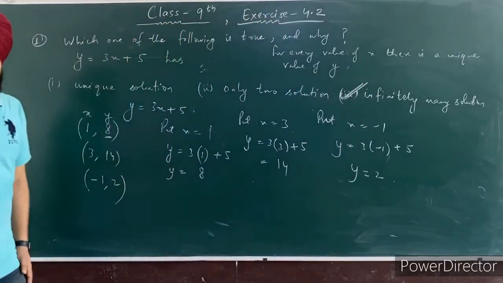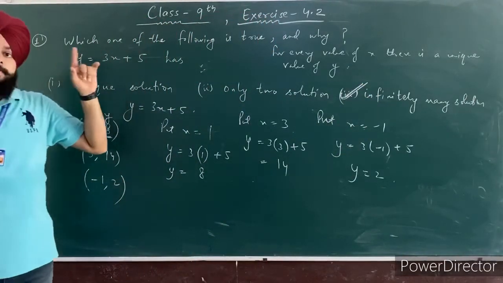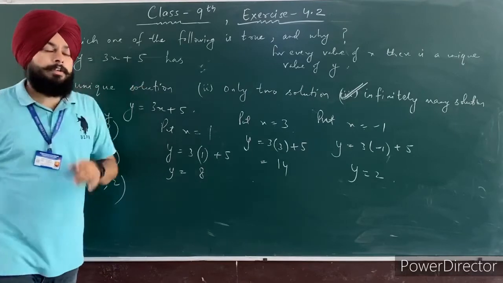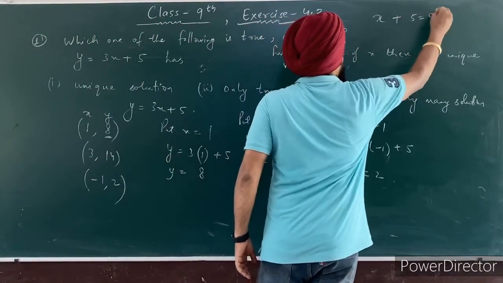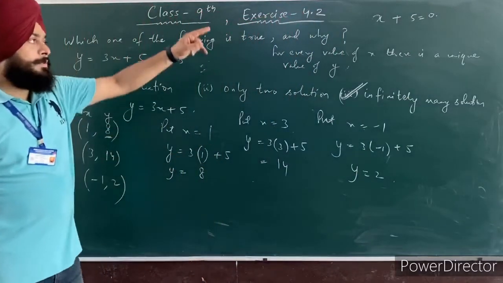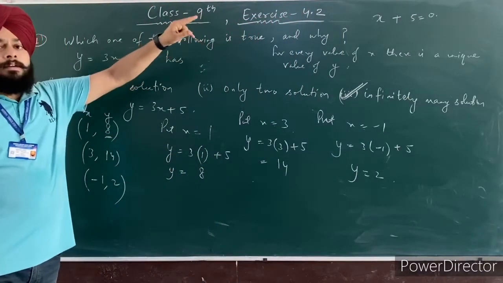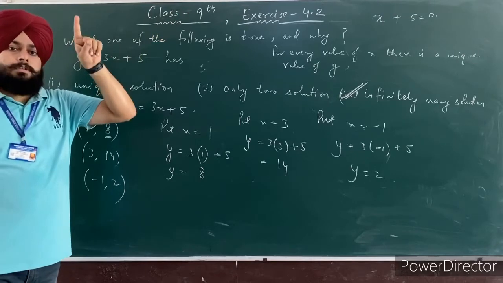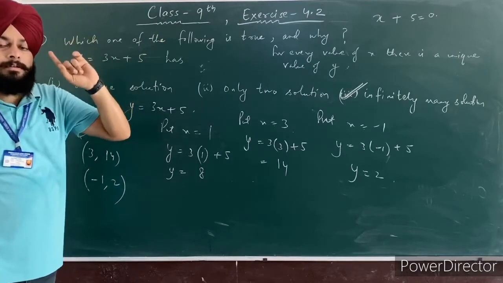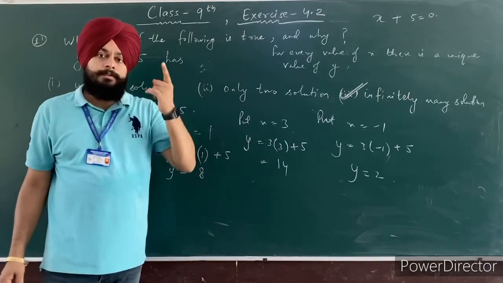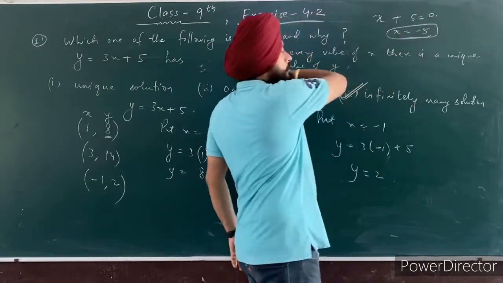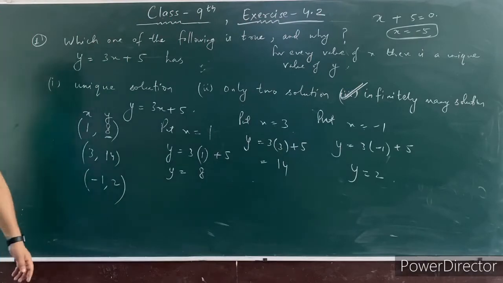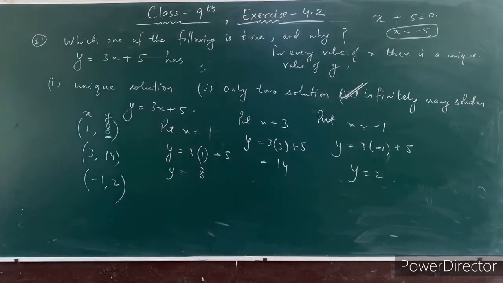Clear students? If the equation is in only one variable, suppose the equation is x plus 5 is equal to 0. This is a linear equation in one variable. Then there is only one solution, not so many. There is only one solution, which is minus 5. Clear? So this is your first question.